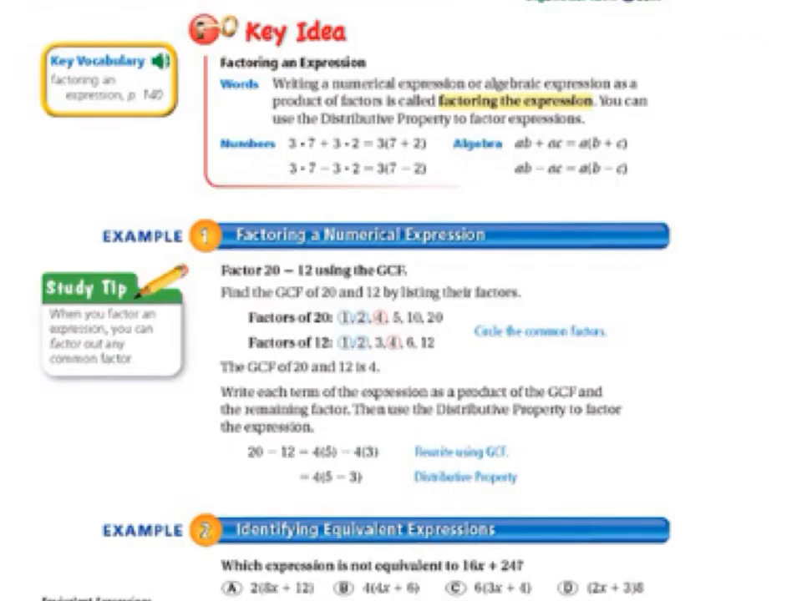Take a minute to write the key idea in your math notebook. Be sure and write it exactly as it appears on page 140 of your textbook, which is also right here. Writing a numerical expression or algebraic expression as a product of factors is called factoring the expression. You can use the distributive property to factor expressions. So in numbers, it gives you an example, and then it also gives you an example using letters, or using algebra.